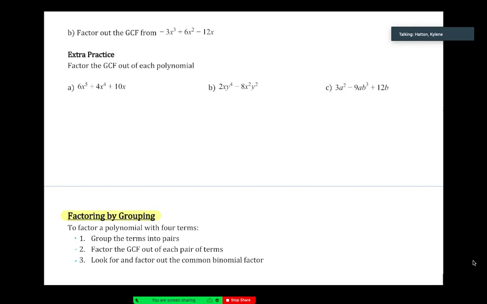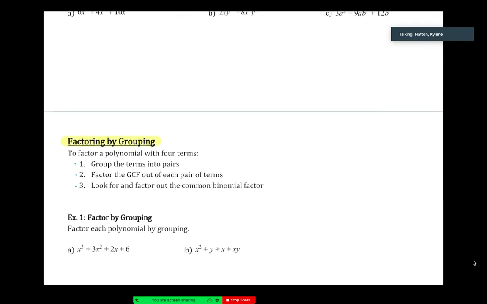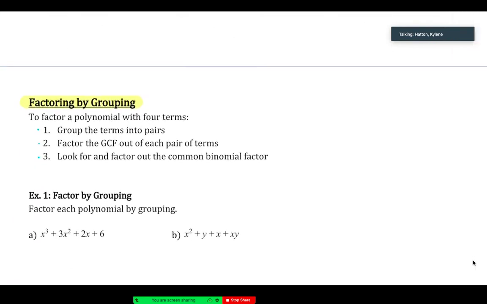So last class we learned about factoring GCF, and factoring is basically doing the distributive method but backwards. So if I were to distribute, let's say I have 2x times x plus 6, and I told you to distribute, I think everybody would know I have to multiply 2x times x, that would be 2x squared, and 2x times 6 would be 12x.